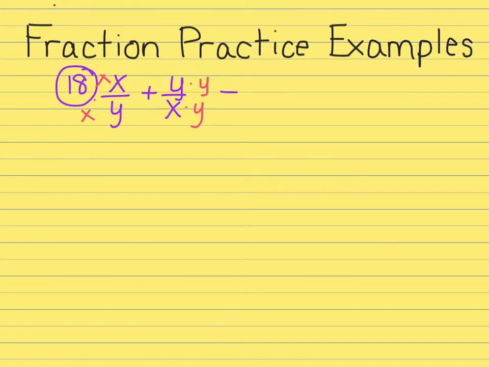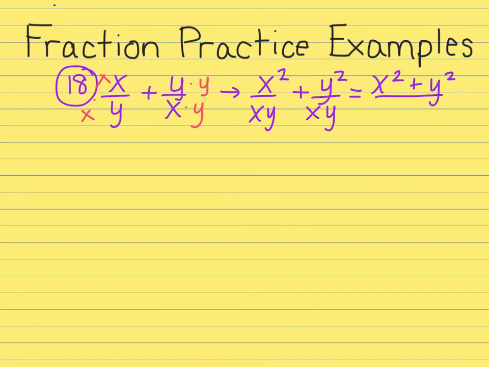So I could rewrite this problem now as x times x over here is x squared over xy plus y squared over xy. And then because they have a common denominator now, I can just add together the top. So I can say x squared plus y squared. And that whole thing would be over xy. And that would just be my final answer here.